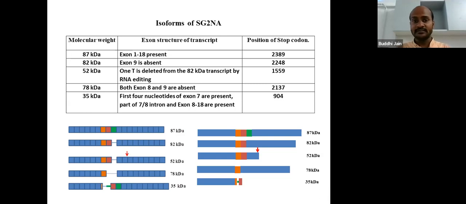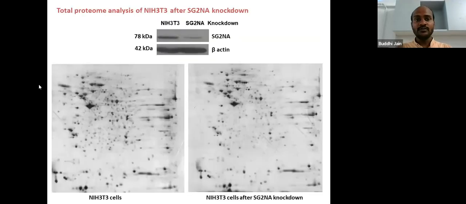Coming to the present work, we wanted to know further the functional aspect of this protein SG2NA. So for that, we first downregulated SG2NA using shRNA in NIH3T3 cells, and we confirmed the downregulation of SG2NA by Western blotting. So first we knocked down this SG2NA protein in NIH3T3 cells.